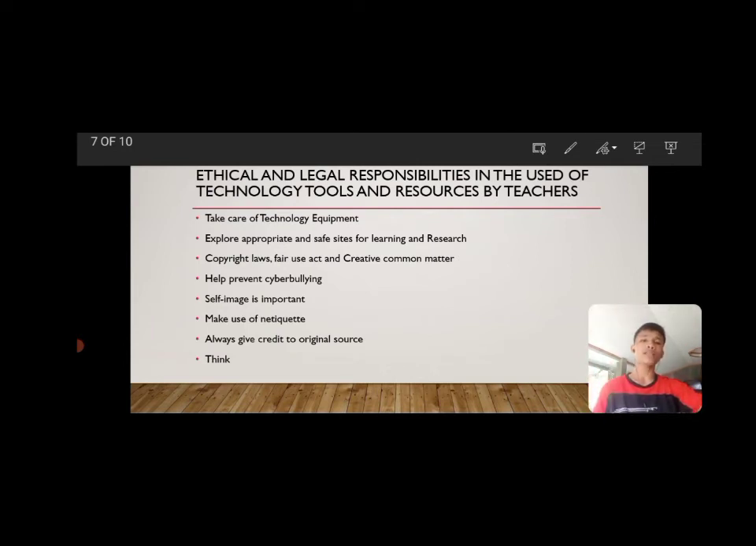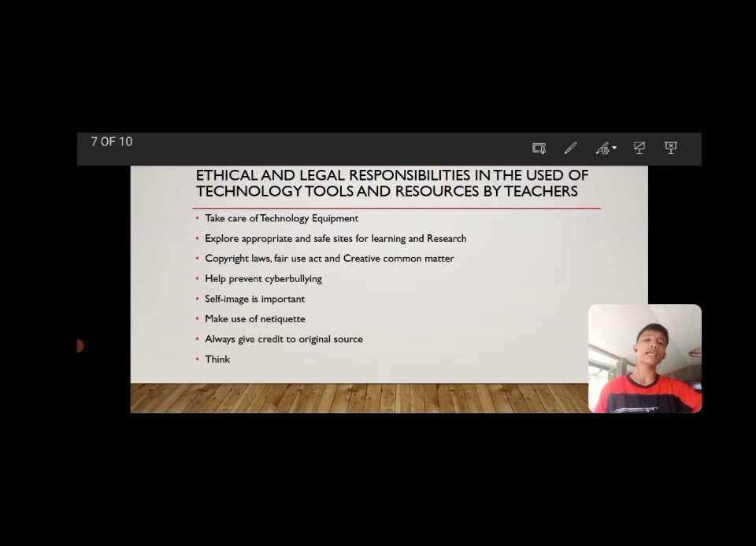And the next is make use of netiquette. So make use of netiquette. These are the using of writings or any sloppy writing in online forums or device distractions while in conversation. So these are the examples of making use of netiquette.